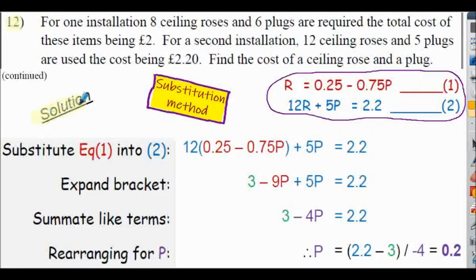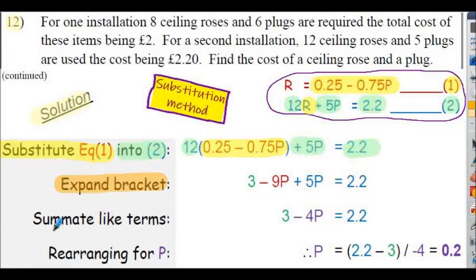So question 12, solution continued, just repeated equation 1, equation 2 from the previous slides. So process continued, we're going to substitute equation 1, this equation here, into equation 2. So we'll put the value of r into equation 2. This is the r value here. Then we're going to expand the bracket. We're going to summate the like terms. We have the negative 9p plus 5p gives us negative 4p shown here. And then we simply rearrange the equation for p. So in this case, p is equal to 2.2 minus 3 divided by negative 4. So that evaluates to 0.2, 20 pence, of course.